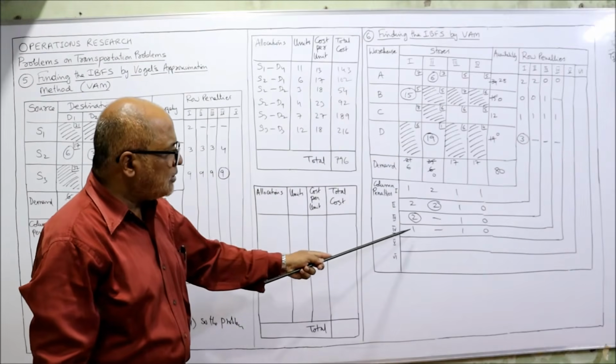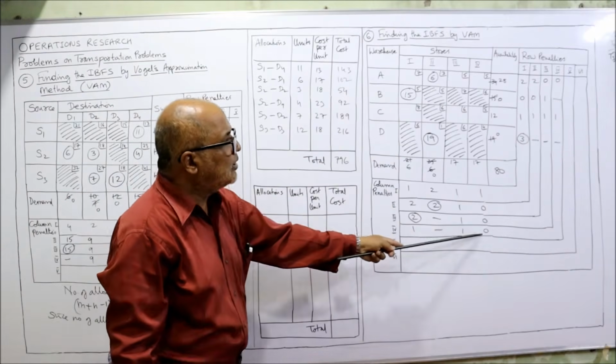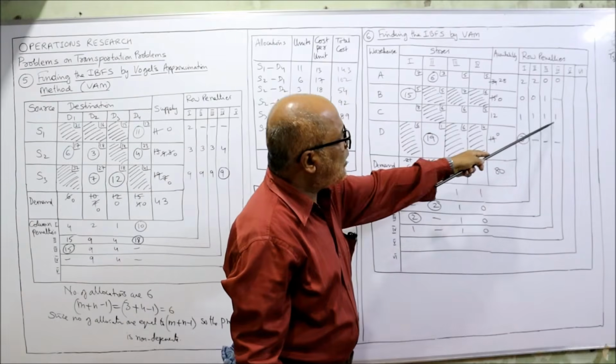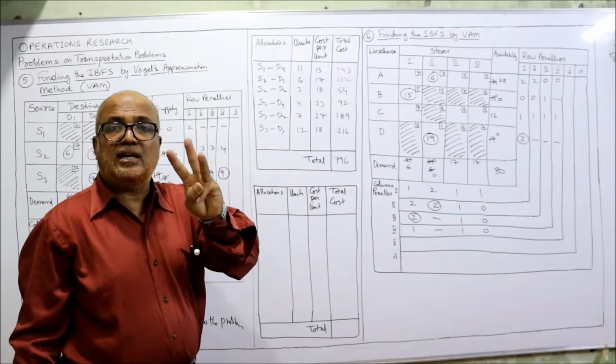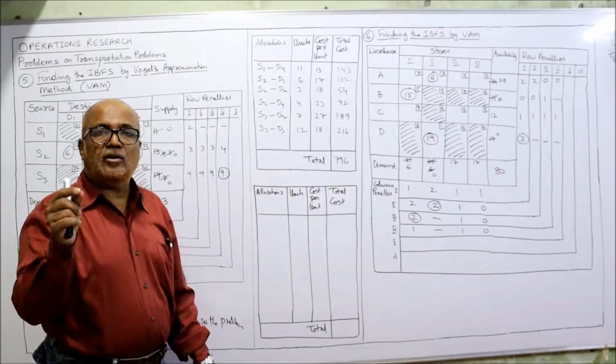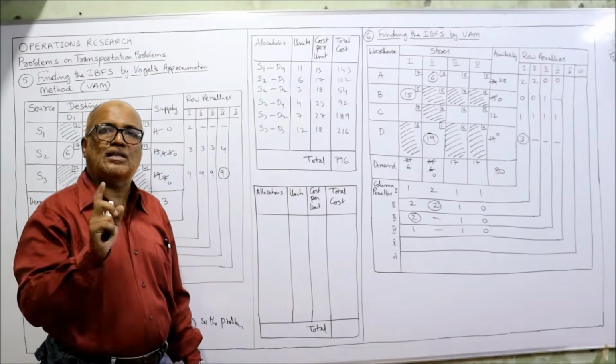Because in the columns you can see 1, dash, 1, 0. In the rows, 0, dash, 1, dash. The highest penalty is 1. But 1 is occurring 3 times. We select the cost. Wherever lower cost is there, that we will select.